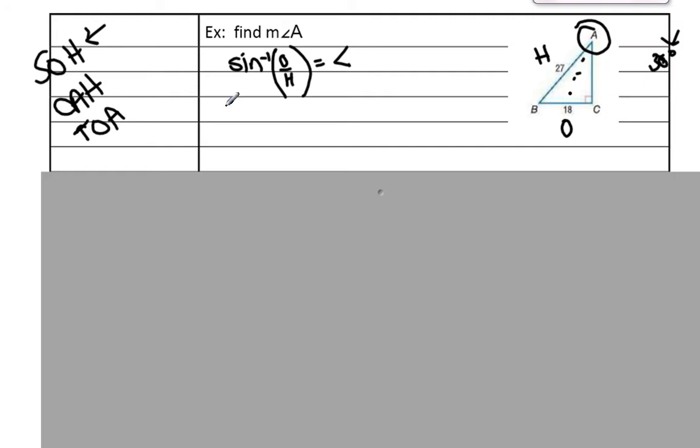So then we fill in everything. Your sine inverse of opposite side over hypotenuse, so 18 over 27, equals your angle. In this case, we're looking for angle A. And now we just use our calculator.